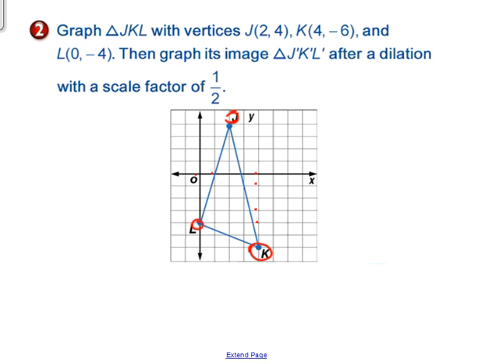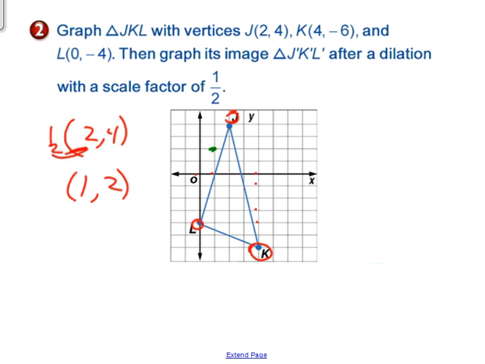And we're asked to then graph its image J prime, K prime, L prime with a scale factor of 1/2. Well, I can take 1/2 times 2 comma 4. So 1/2 times 2 is 1. 1/2 times 4 is 2. So the first point I need to plot is 1, 2. I'm going to switch colors here.